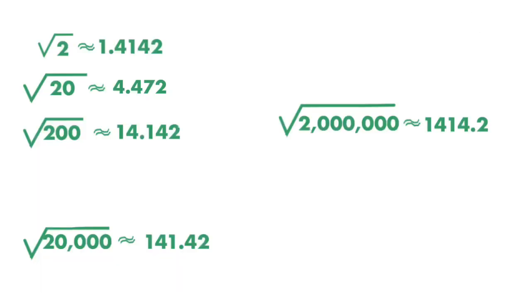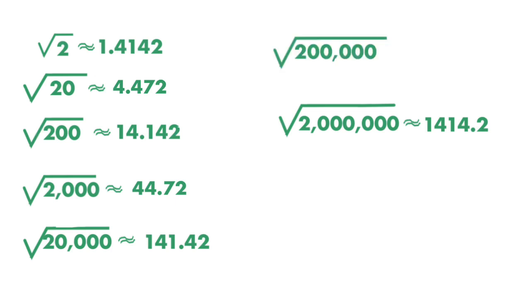So you got 4.472. Now what's radical 2,000? If you said 44.72, you are correct. And now how about 200,000? It's 447.2.